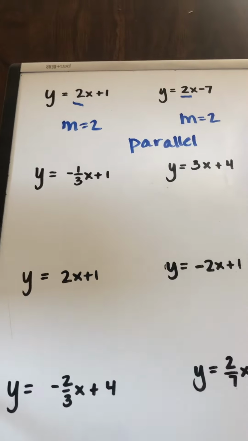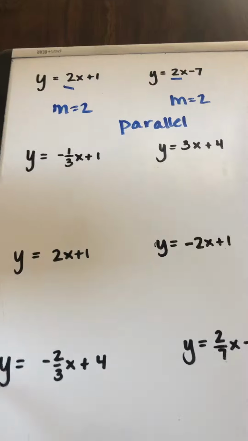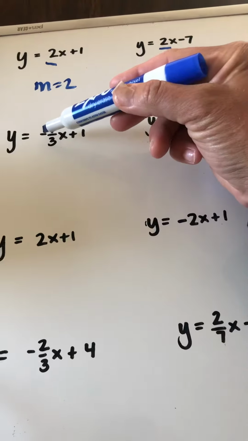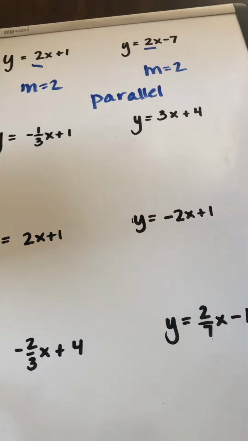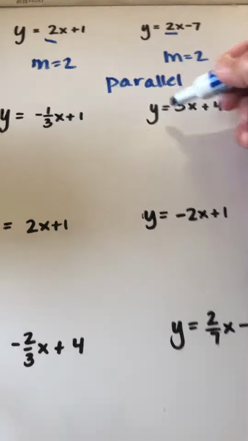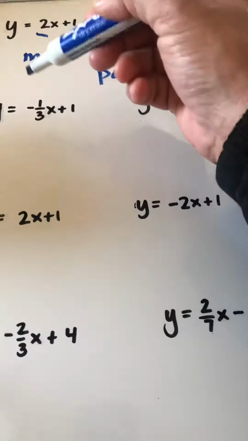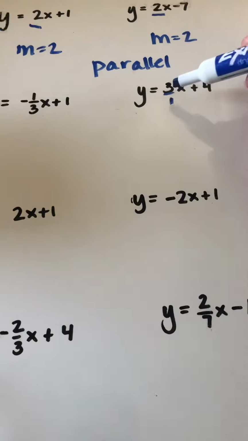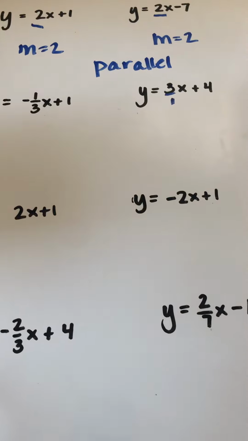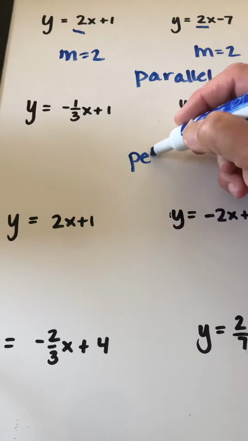Now, if they're perpendicular, they have to have a positive and a negative. So see, that has a negative in front of it, and that has a positive. So that's looking good, but it has to be reciprocals. And we've been practicing reciprocals. So remember, all whole numbers are actually over 1. So that's 1 over 3. This is 3 over 1, so they're flipped.